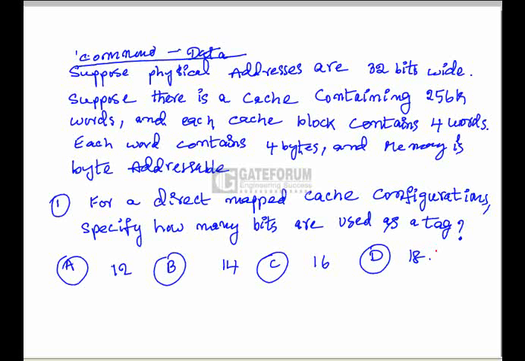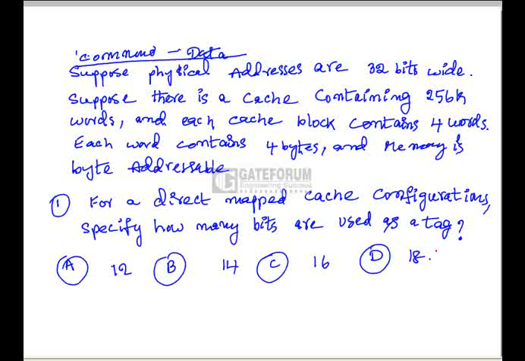Suppose this is a common data question. Suppose the physical addresses are 32 bits wide. So the number of bits in a physical address of memory is 32 bits. Suppose there is a cache containing 256k words, and each cache block contains 4 words. Each word contains 4 bytes, and memory is byte addressable.